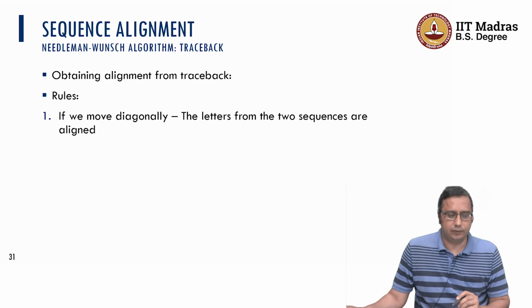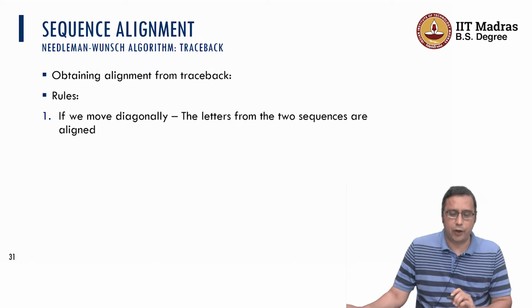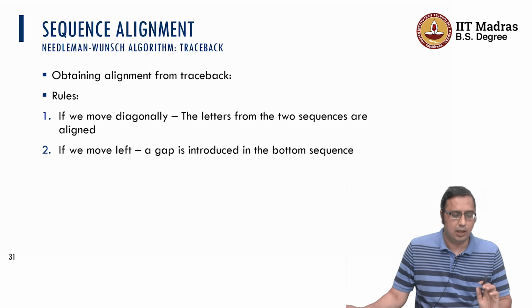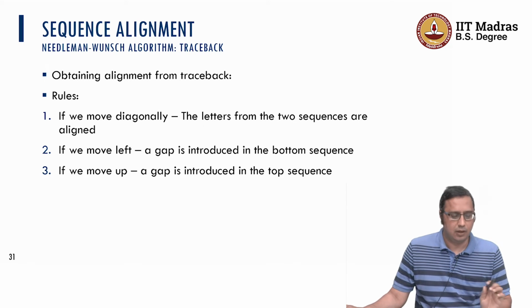So rules are simple. If we move diagonally, the letters from the two sequences are aligned. Remember, align does not mean they match. It's just that I am aligning two letters. If we move left, a gap is introduced in the bottom sequence. If we move up, the gap is introduced in the top sequence.